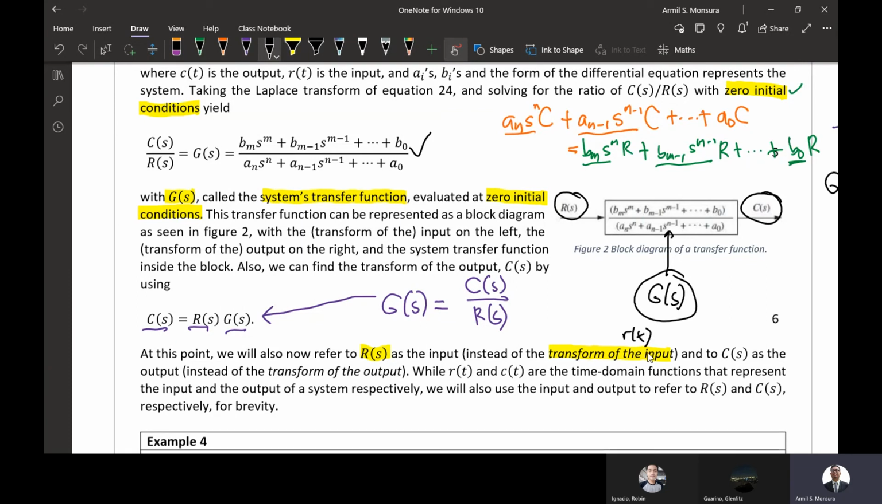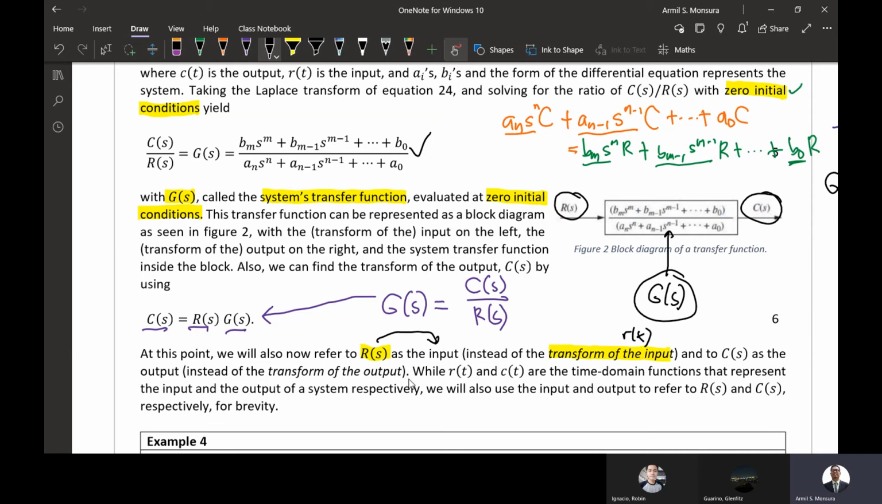Okay? Yung transform ng input R of T natin is R of S. But, okay, tandaan natin ang input signal nyo is R of T. Okay? So, yung R of S ngayon is considered as the transform of the input. But, okay, tatandaan nyo rin ito. At this point, we will also call R of S as an input.